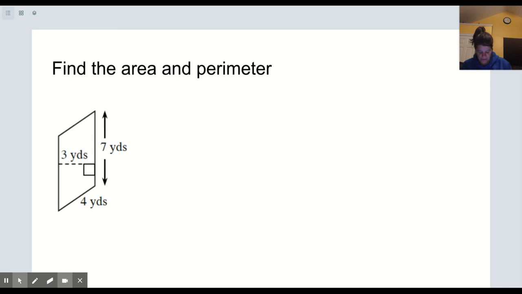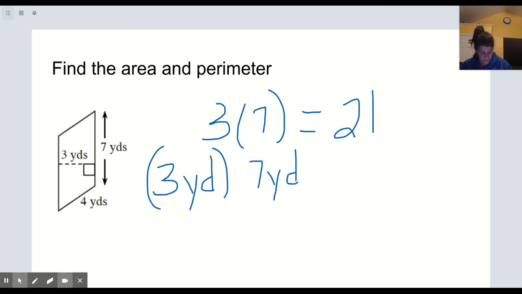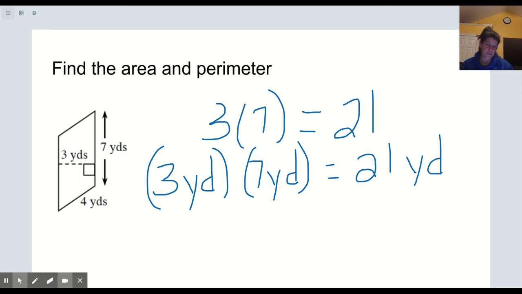So when I'm finding the area of a parallelogram, then I'm going to multiply my base times my height. And that gives me 21. And then we need to make sure that we use units. When we're talking about area, our units are squared. So really what's happening here is I have 3 yards times 7 yards. And that gives me 21 yards squared. And we put that little 2 up in the air to show that it's squared.